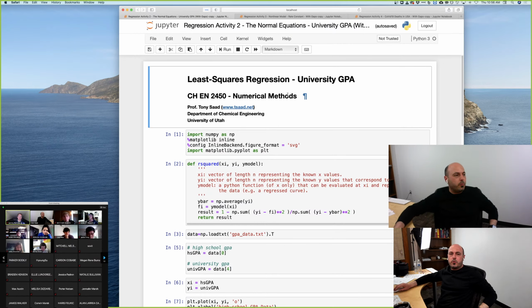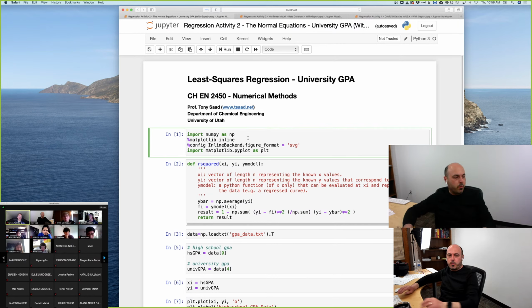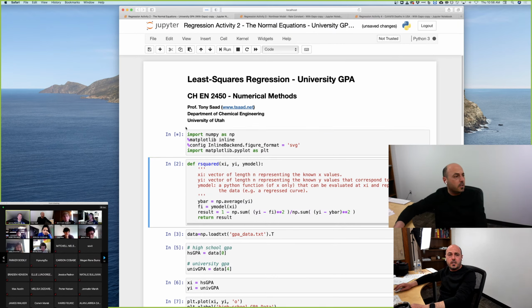Okay, so I'm assuming you all got this notebook. Go ahead and execute the boilerplate. In this first cell, I have import numpy and the magic matplotlib. Let me make sure this is the one, okay.